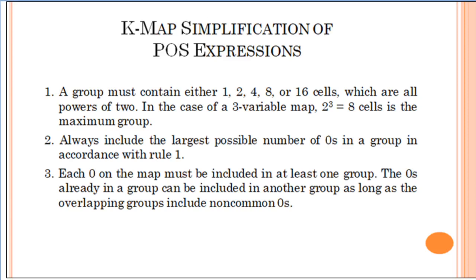Now the process of minimization of a POS expression is basically the same as for an SOP expression, except that we group zeros to produce the minimum sum terms instead of grouping ones to produce minimum product terms. The rule for grouping zeros is the same as grouping ones. That means we have to group only zeros, not ones, for this max term or product of sums.